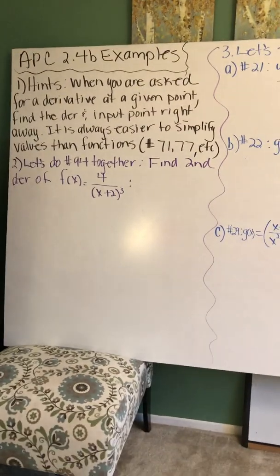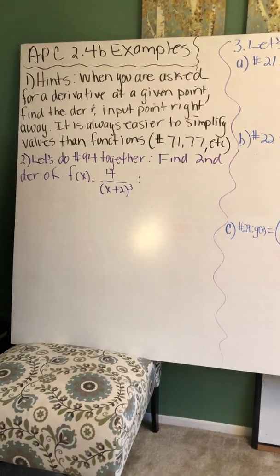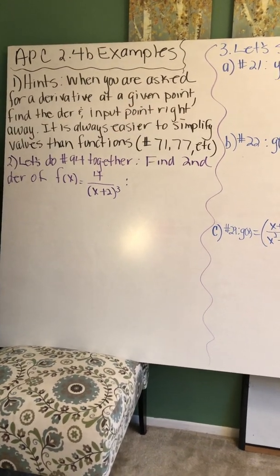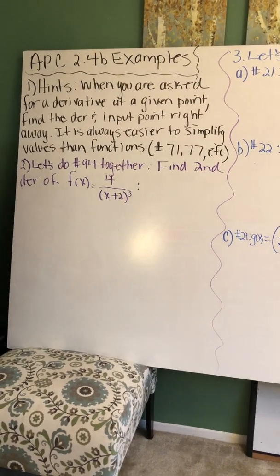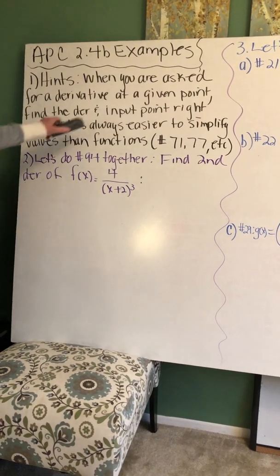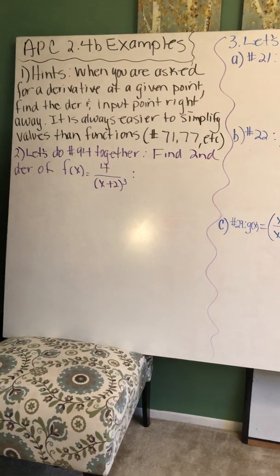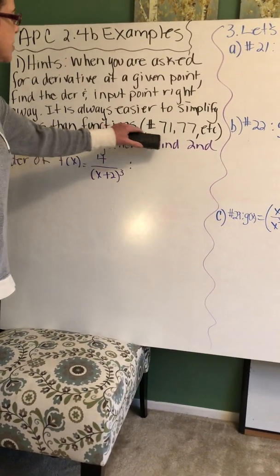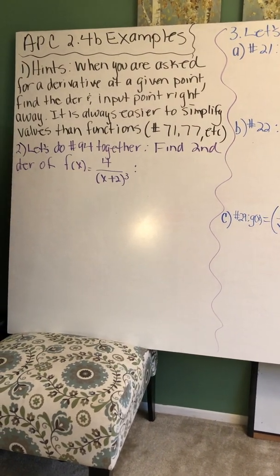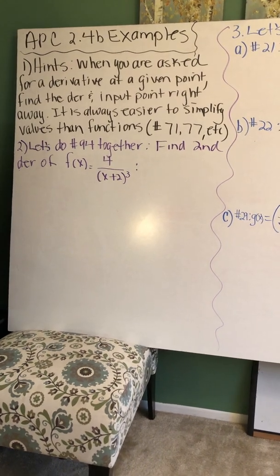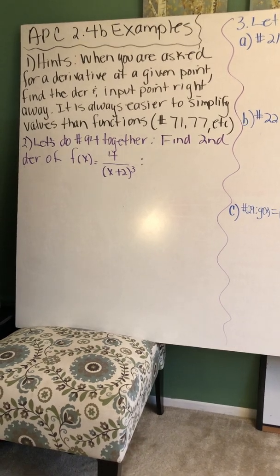Hi, calculus students. Welcome to 2.4b examples. You had all the notes you need in 2.4a, but these are some problems I felt you might need some help on. So, number one, here are some hints. When you are asked for a derivative at a given point, find the derivative and input the point right away. It is always easier to simplify values than to simplify functions. So on number 71, 77, etc., it asks you to find the derivative, and it gives you the point. Find the derivative, don't clean it up no matter how messy it is. Put that x value in there and clean that up.